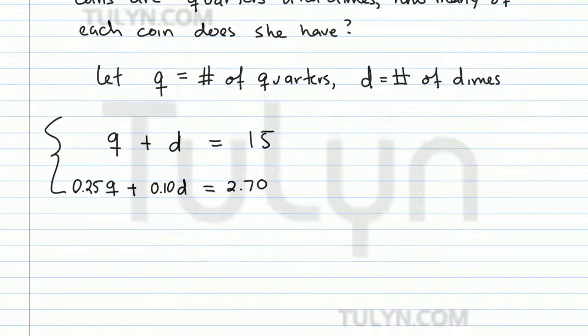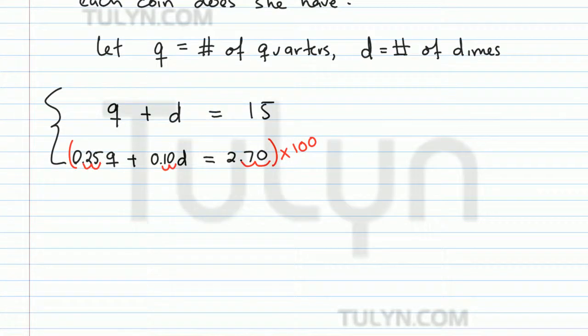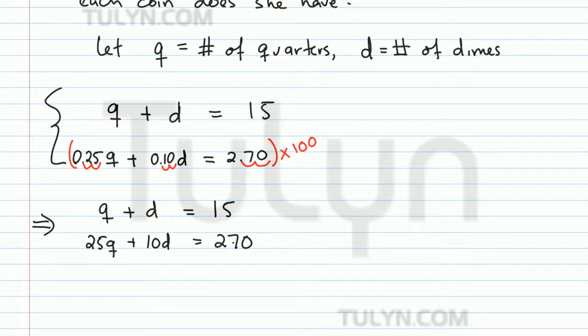And so these are our two equations, and since we have two variables, all we need are two equations to solve. So now the first thing I want to do is get rid of these decimals, since they're just going to give us a hard time. So I want to multiply the second equation by 100. That's going to move all the decimal points over to the right 2 spots. So rewriting our equations, we get Q plus D is equal to 15. We didn't change the first one at all. And then the second one becomes 25Q plus 10D is equal to 270.